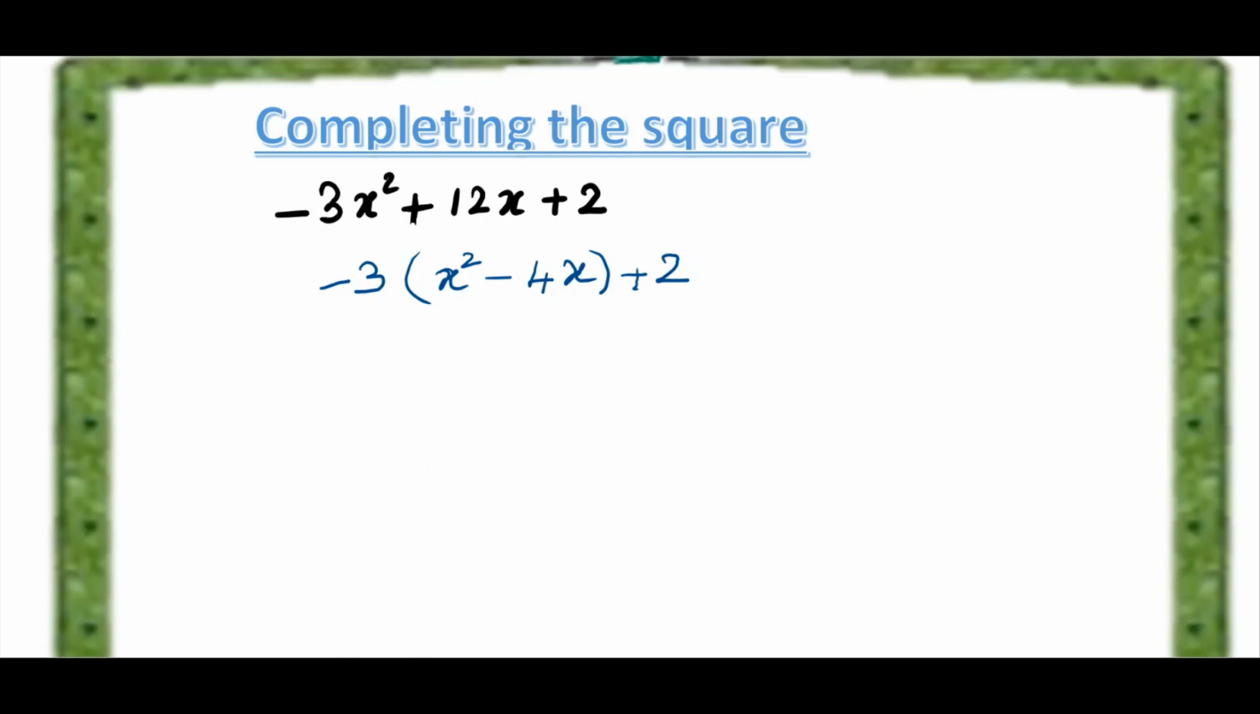So now the next step is to take the coefficient of x. In this case it is negative 4. Find half of it. Here it is 2. So now add and subtract 2 square. x square minus 4x plus 2 square minus 2 square and plus 2.